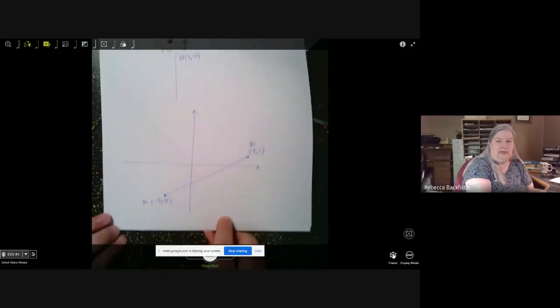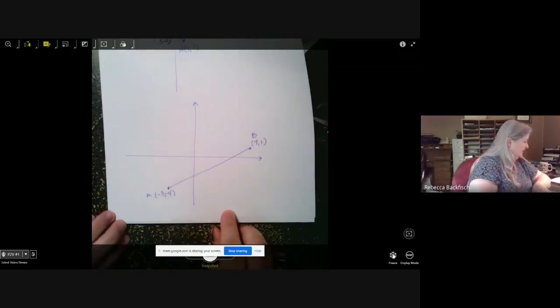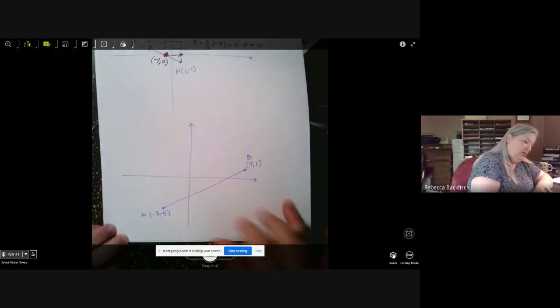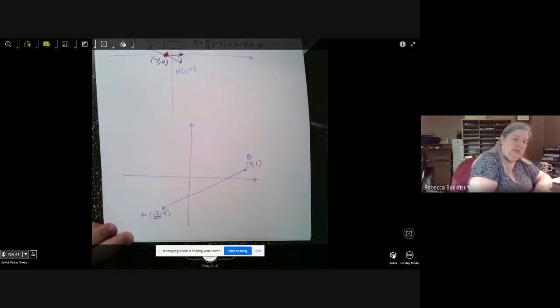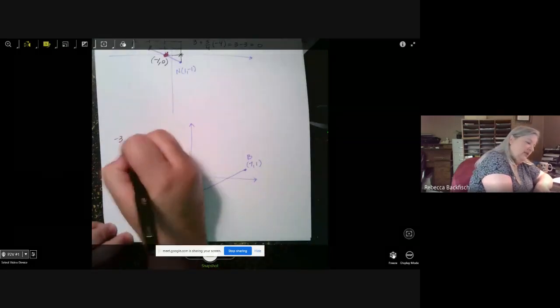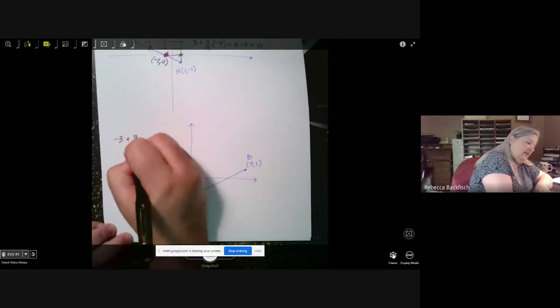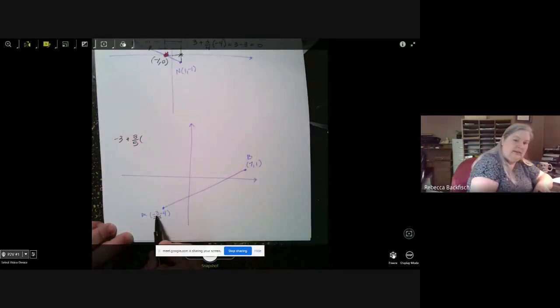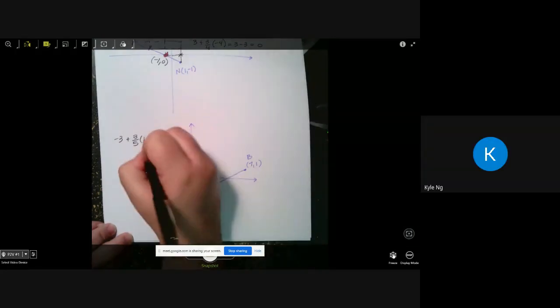All right, next one. This time I need to go 3/5 of the way from A to B. Okay, so starting here, -3 plus 3/5 of the way means of the distance between the x's. The distance between these x's is 7 minus a -3, which is 10.